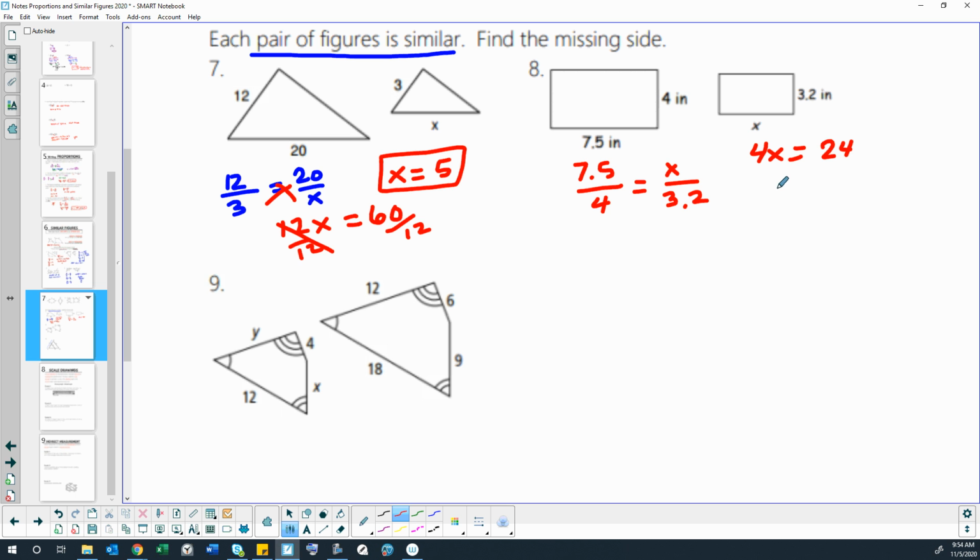And now all I have to do is divide both sides by 4, and I get x equals 6. So I found the length of the side of this rectangle simply because these rectangles are similar.